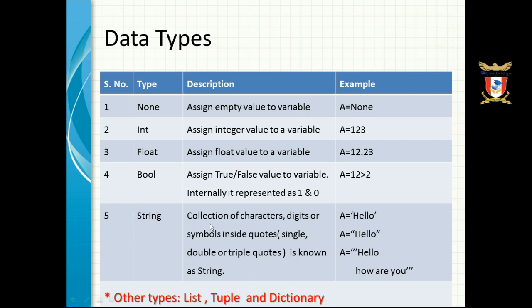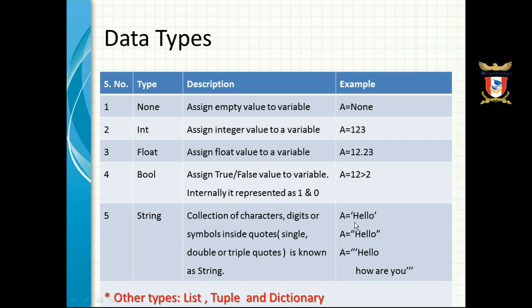Next we are having string data type. A collection of characters, digits or special symbols inside double quotes, or inside single quote, or even inside triple quotes is known as string data type. So this data type is used to store any kind of string. We can create a string with the help of single quote, double quote and triple quote also.